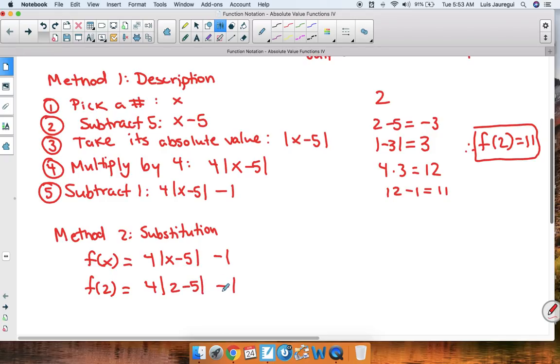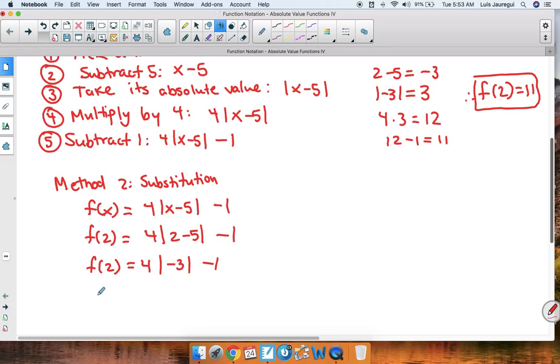Now here we're going to follow the order of operations, and recall that the absolute value is a grouping symbol. It's like a parenthesis. So we need to evaluate what's inside first. So we have f of 2 is equal to 4 times the absolute value of 2 minus 5, which is the absolute value of minus 3, minus 1. And once again, we need to evaluate what's inside of the absolute value. So we have f of 2 is equal to 4 times 3, because the absolute value of negative 3 is 3, minus 1. And that gives you 4 times 3 is 12, minus 1, which is 11. Therefore, we can say that, once again, f of 2 is equal to 11.